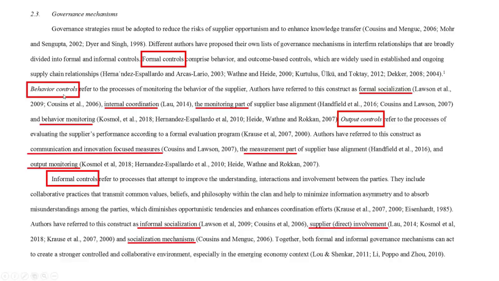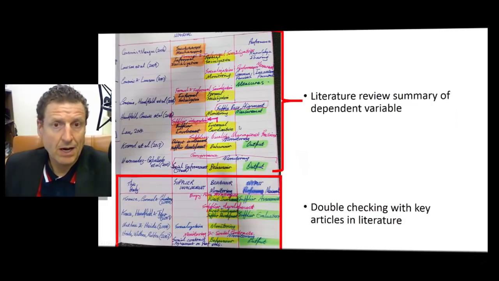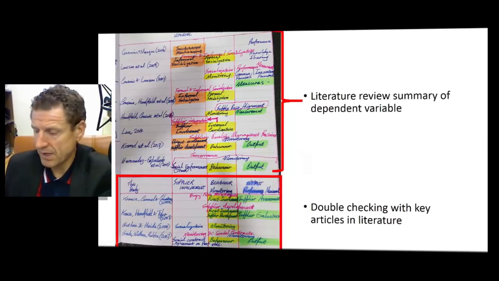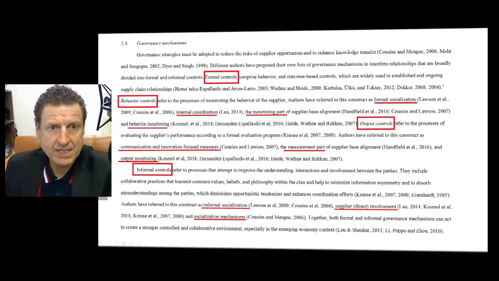Behavior controls, on the other hand, refer to the process of monitoring the behavior of the supplier, and authors have referred to this construct as formal socialization. Internal coordination, the monitoring part of supply-based alignment. So you'd see now this is very clear. Why? Because I actually put this summary together of those papers. So now it's easier to write a paragraph, and your paragraph is complete.